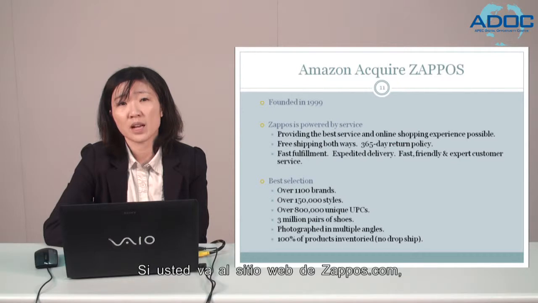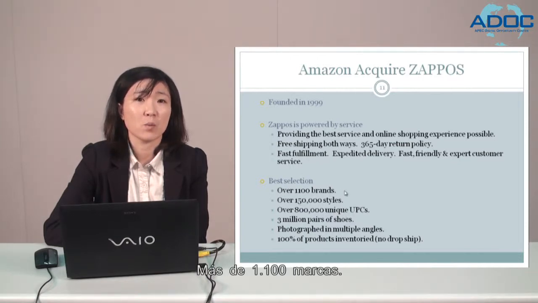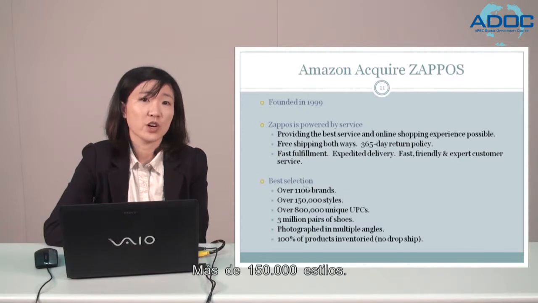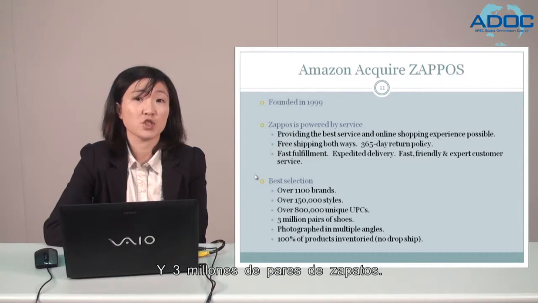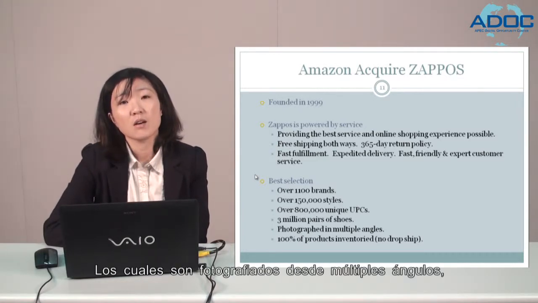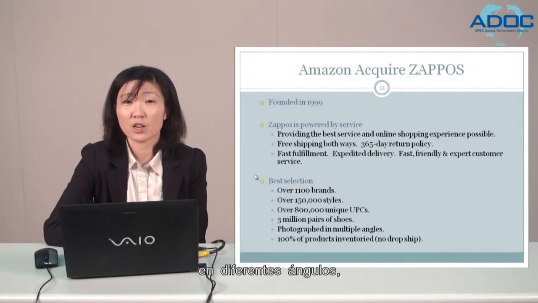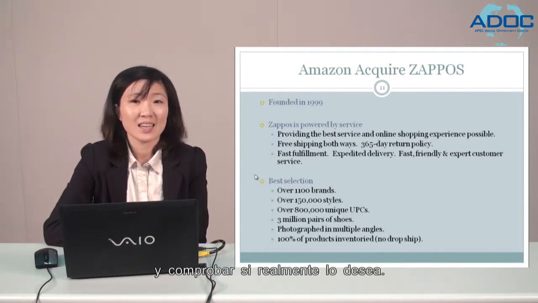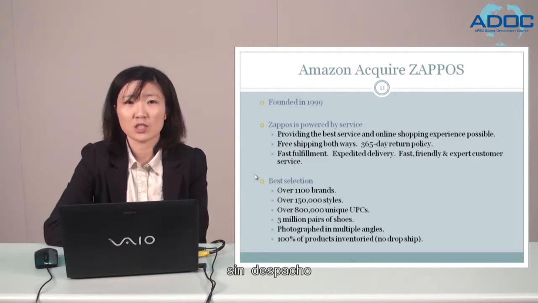While Zappos sells shoes, they have the best selection in the world. If you go to zappos.com, to their website, you have so much selection, over 1,100 brands, over 150,000 styles, over 800,000 unique UPCs, and 3 million pairs of shoes, photographed in multiple angles such that you can see the shoes from different angles and check if you really like them. And 100% of products inventoried and no drop ship.